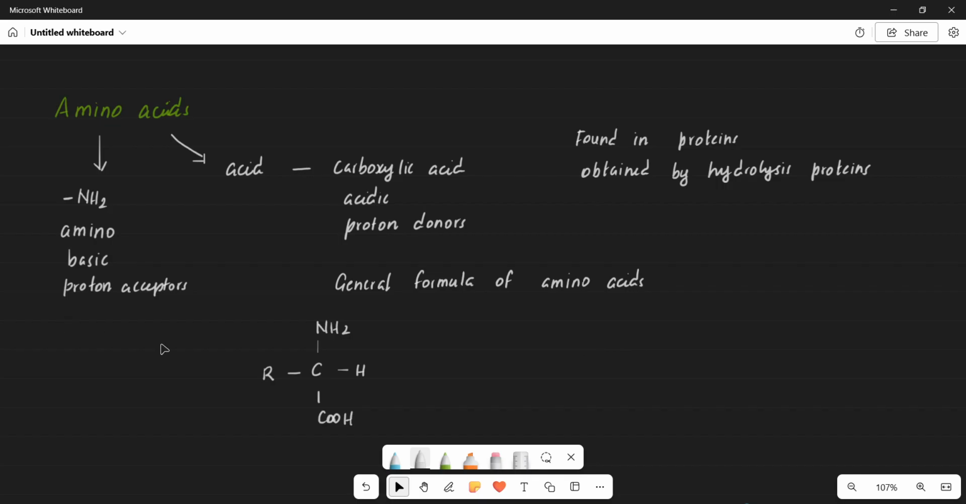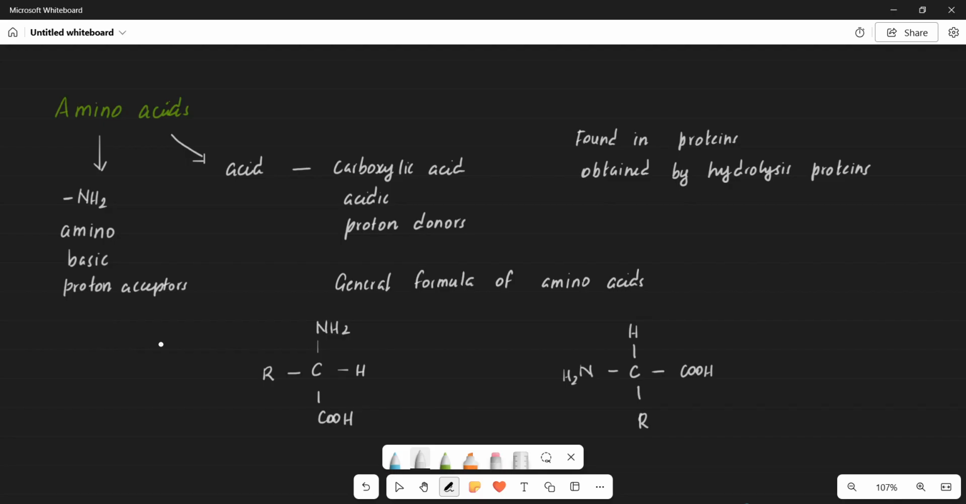There is another way also. If I rotate this towards the left, what I will get is the NH2 comes to the left, C is at the center, and the hydrogen goes up, and COOH will be at the right, then R goes to the bottom. So both are amino acids only, generally they are represented this way.